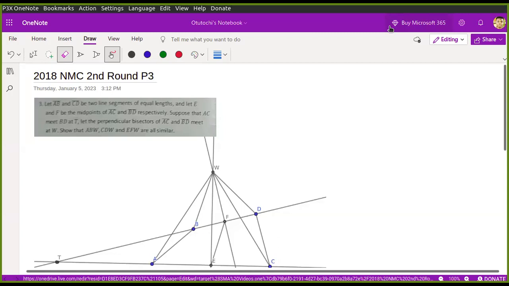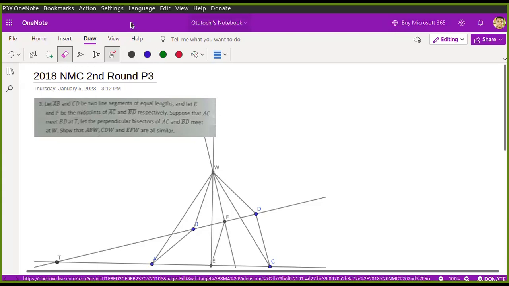So this is a geometry problem. I've already included the diagram. You're given two equal segments, AB and CD, and we are told that E and F are the midpoints of AC and BD respectively. You're also told that AC and BD meet at T, as I've indicated, and that the perpendicular bisectors of AC and BD meet at W, as I've indicated as well. So WE and WF are perpendicular bisectors. Now I'm asked to show that ABW, CDW, and EFW are similar.